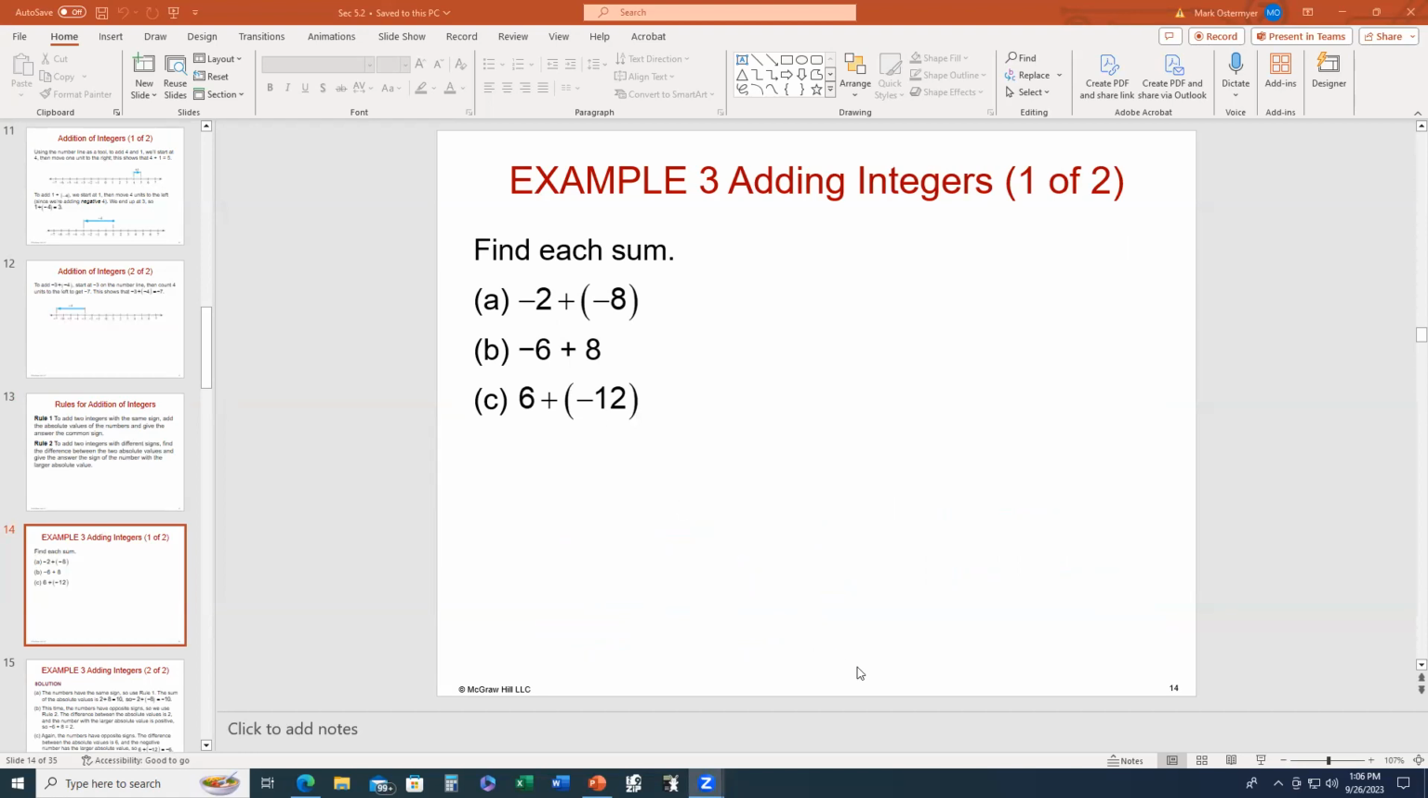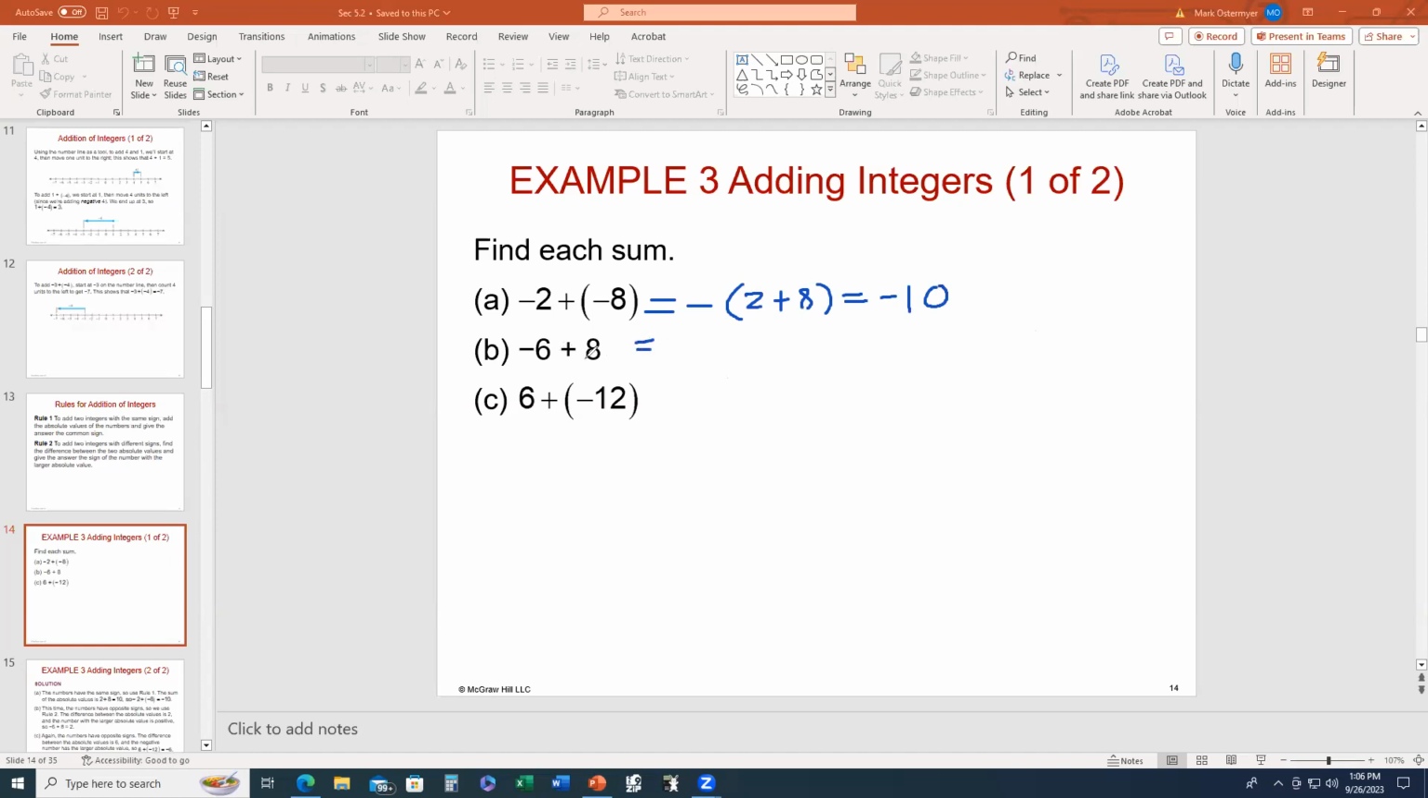All right, help me out here, ladies and gentlemen. What's a negative 2 added to a negative 8? A negative plus a negative. What was it? A negative plus a negative is always a negative, and we add the numbers together. That was the rule. So what's a negative 2 added to a negative 8? It will net us a negative 10. Now we're shifting gears. We're going from that rule to this rule.